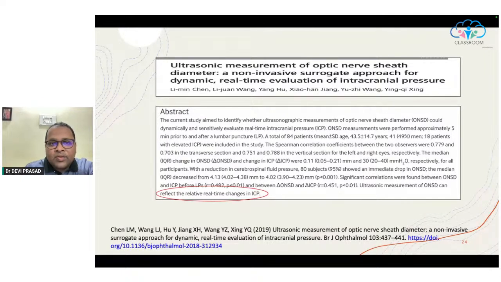So in this, what Chen et al. did was they did an ultrasonic measurement of optic nerve sheath diameter, and they used it as a non-invasive surrogate marker for dynamic and real-time evaluation. And what they found out is that this ultrasonic measurement of ONSD can reflect the relative real-time changes in ICP.